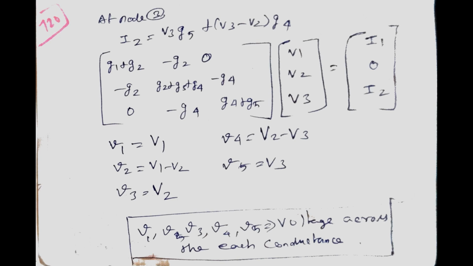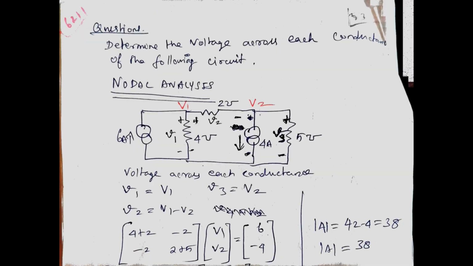From these three equations form the matrix format. Small V1, V2, V3, V4, V5 are obtained from the circuit. Small v1 is capital V1, small v2 is V1 minus V2, small v3 is V2, small v4 is V2 minus V3, small v5 is capital V3. That is obtained from the circuit.